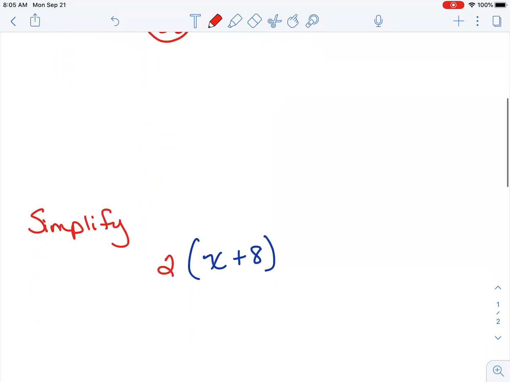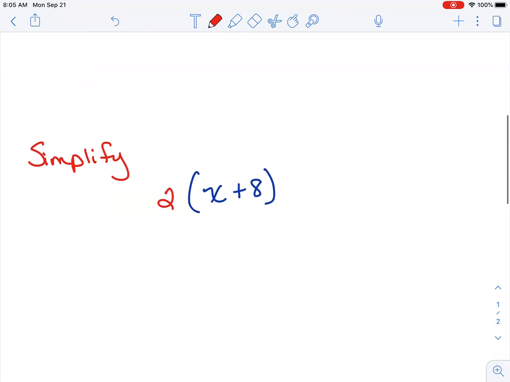Now, what if I gave you this problem and I told you to simplify it? Well, you don't know the value of x. They haven't told you the value of x. We don't know the value of x. There's no way of discovering the value of x at this point. We don't have enough information. So all you can do is simplify it.